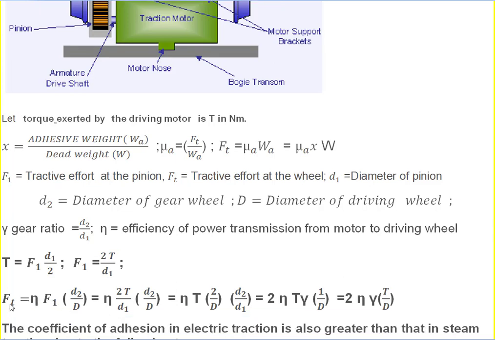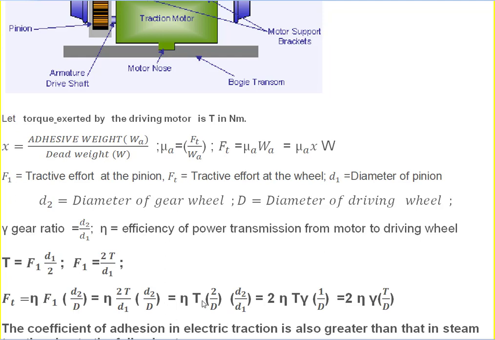Now we can write what is Ft. So Ft is nothing but eta, that is efficiency, into F1 into D2 by capital D. So therefore we can write this equation eta into, so we have seen what is F1. F1 is nothing but 2T by D1. So we substitute that value here into D2 by D. So after rearranging the terms, we get like this.